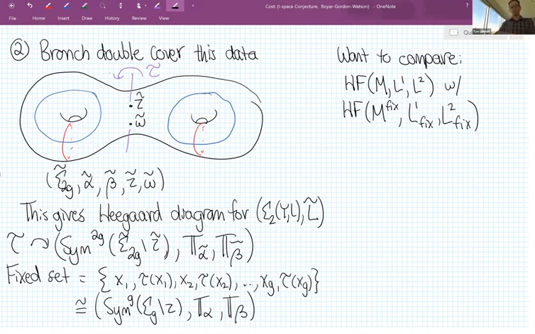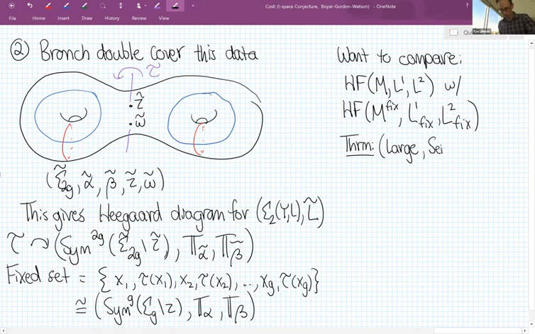And so there's precisely a theorem that allows us to do this. We're going to use the following theorem of Large, which is a generalization of the Seidel-Smith localization theorem, if you've seen this. Basically, under certain technical hypotheses, there is a rank inequality between the Lagrangian Floer homology of the Lagrangians in the big space and the Lagrangian Floer homology of the fixed point sets.